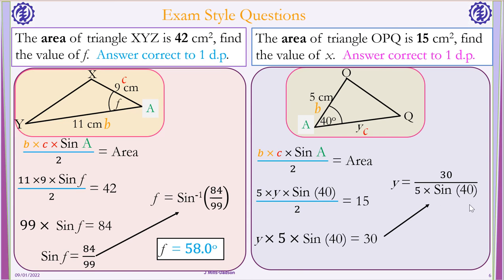Now all you need to do is take your calculator. It's 9.3 cm. So you need to know how to work backwards as well. These are 2 examples to show you how to work out the missing angle and a missing side given the area.